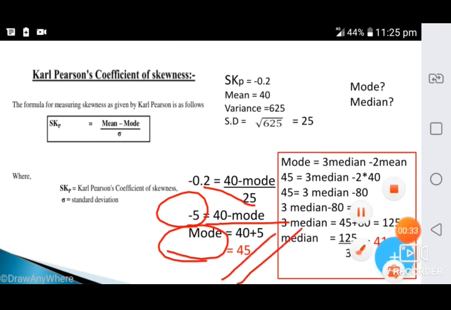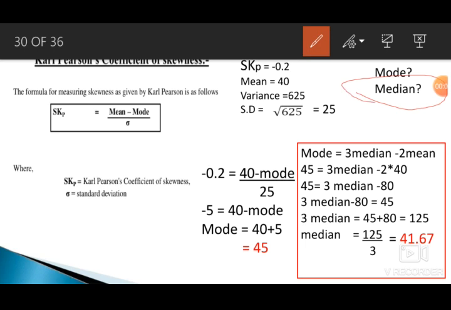Next we calculate median. The empirical relation between mean, median, mode: mode equals 3 median minus 2 mean. Here the value of mode, 45, equals 3 median minus 2 into 40, where 40 is the mean value. Therefore 45 equals 3 median minus 80. 3 median equals 45 plus 80, that is 125. Therefore median equals 125 divided by 3, 41.67.